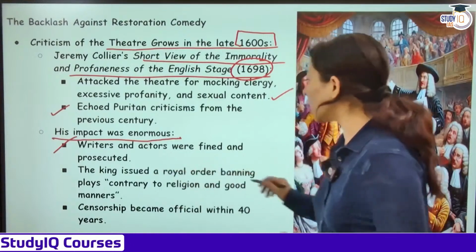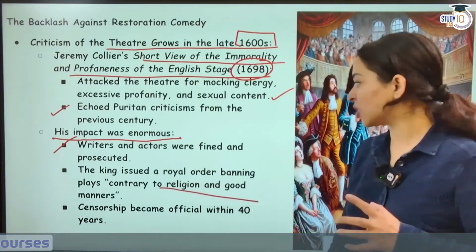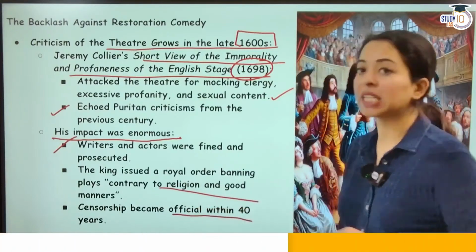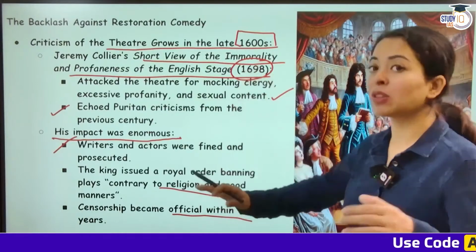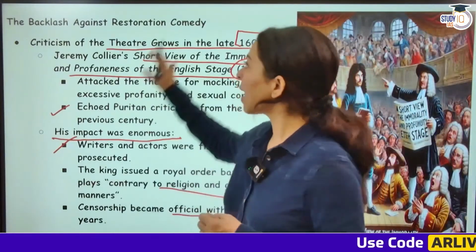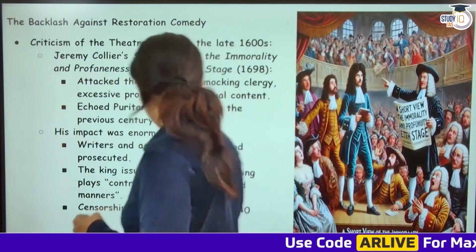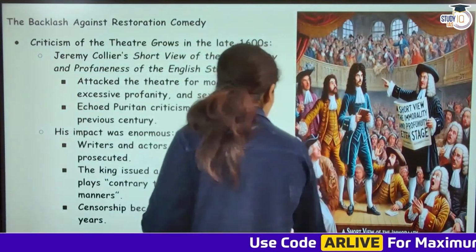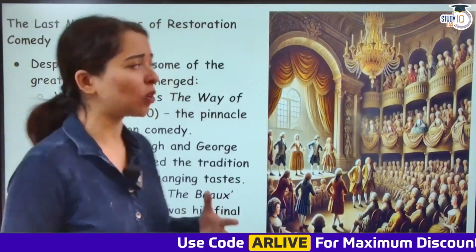The king issued a royal order banning the plays contrary to religion and good manners, and censorship became official within 40 years. And censorship फिर और आ गई थी बहुत तेजी से in the next 40. तभी तो फिर से ड्रामा का काफी decline होता है. And this is how it was kind of trying to be controlled because it was going in another direction. It was actually becoming very, very obscene.